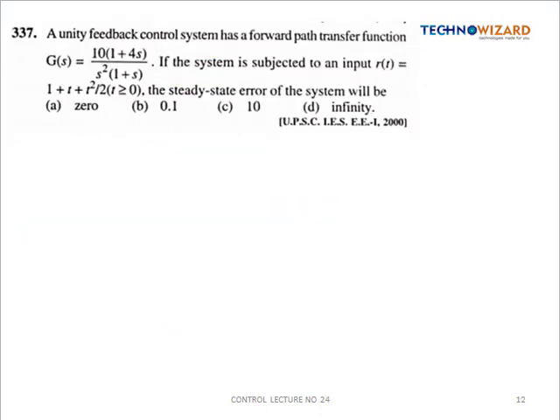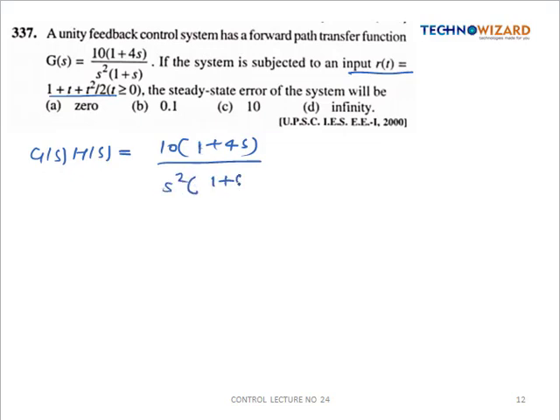Next question is: a unity feedback control system has a forward path transfer function G(s) equal to 10 into (1 plus 4s) by s square into (1 plus s). If the system is subjected to an input of r(t) equal to 1 plus t plus t square by 2, the steady state error of the system is. So first of all, the open loop transfer function G(s) H(s) will be given by 10 into (1 plus 4s) by s square into (1 plus s).